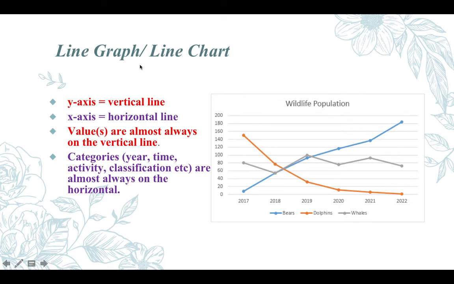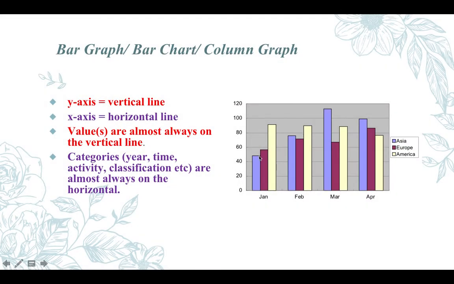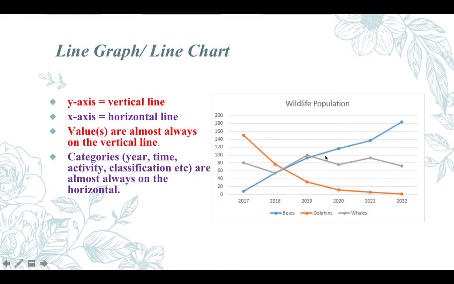Next is a line graph. In a line graph, the value is mostly on the vertical line here. A lot of the categories can be in the form of year, time, or activity. As compared to before, where you see a column or a bar, now we have a line. So when do you use a line graph? Most people would use a line graph to show trends. If you want to see throughout the years whether the wildlife population is increasing or decreasing, you would use a line chart or line graph.